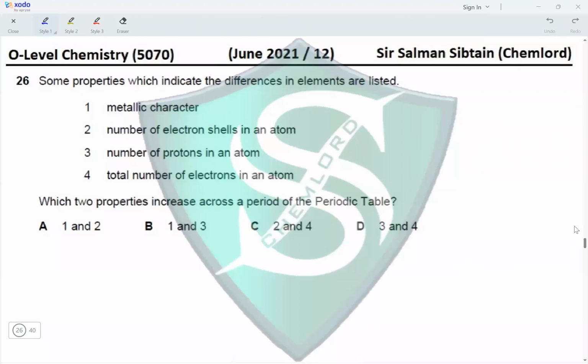Question 26. Some properties which indicate the differences in elements are listed: the metallic character, number of electron shells in an atom, number of protons in an atom, and total number of electrons in an atom. These are different properties. Which two properties increase across a period of the periodic table? So now we have to look along a period. The metallic character along a period decreases. The number of electron shells in an atom remains the same.